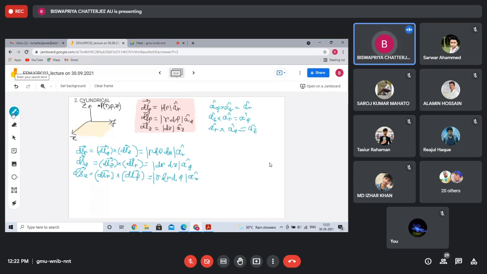So these are the three differential line elements along, sorry, not line elements, it is the differential surface element along respective three directions.